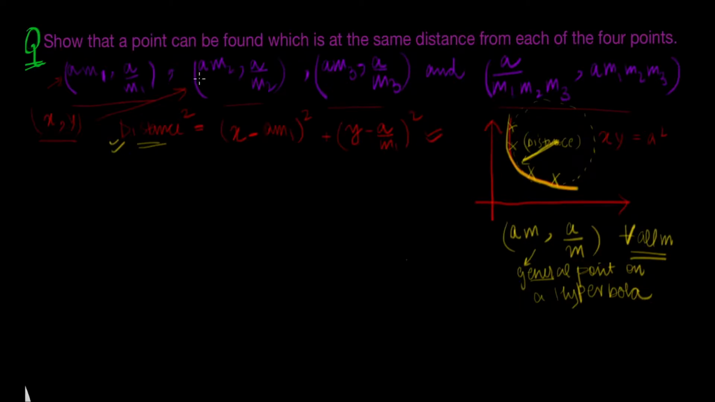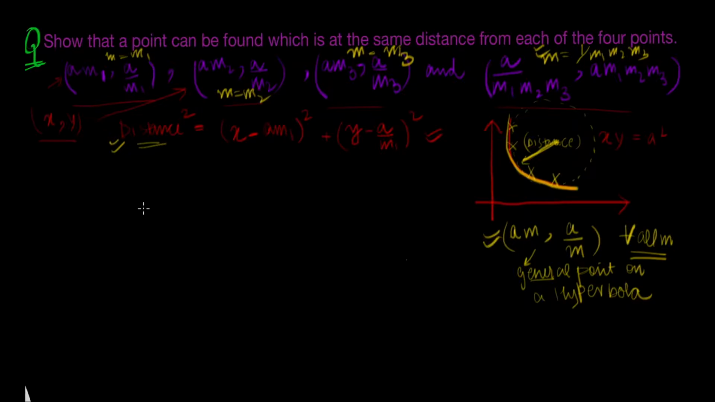So, since all the points lie on a hyperbola, we can assume that all of them are of the form am and a by m. In the first case, m is nothing but m1. In the second case, m is nothing but m2. In the third case too, m is nothing but m3, so that is pretty obvious. But in the last case, m is actually 1 upon m1, m2, m3. So that's a different value, but nevertheless, it's still on the hyperbola, and we can do whatever we choose to do, considering that all the points lie on a hyperbola.